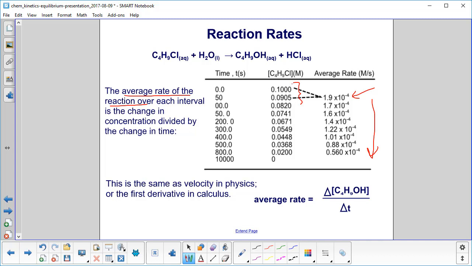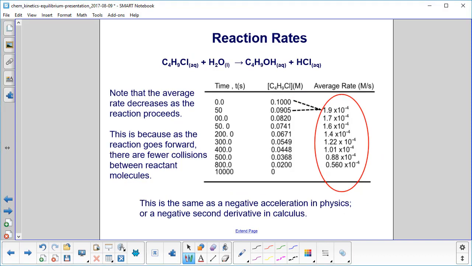And just to make a comparison with physics, it's the same as velocity or speed, if you're more familiar with that, where you have the change in distance or displacement over time. And then if you really want to get fancy, you'll be taking calculus someday, and that's called the first derivative. That's differential calculus. But for here, let's stick with chemistry. The average rate is the concentration of your reactant, which is butyl chloride, over unit time.